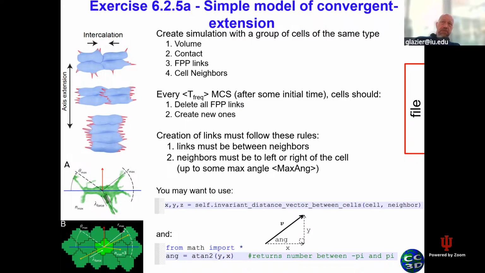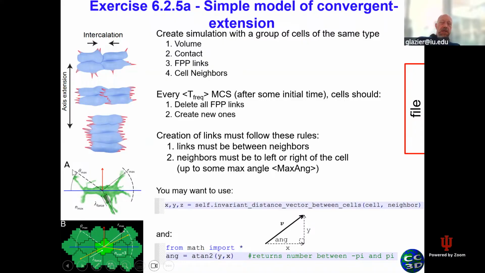Now, if we really wanted to get the cell shape right, we would have to use compartmental cells with two end points that could extend the filopodia, because at the moment, the pulling is going to happen from the center of the cell. And in that case, the cell shape isn't going to change.